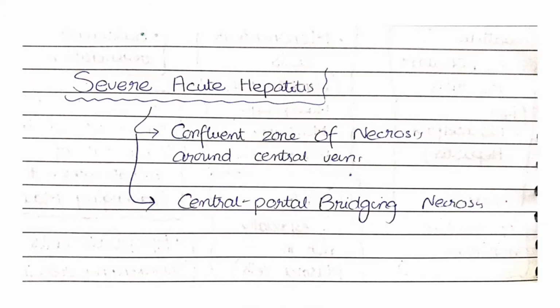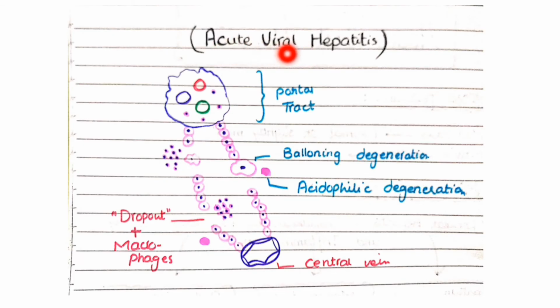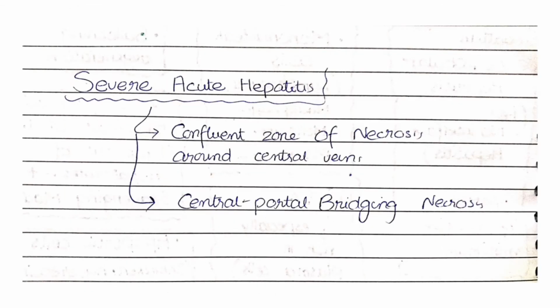Now regarding acute viral hepatitis, there is an additional point: how does the morphology of severe acute hepatitis appear? All the features of acute viral hepatitis which we discussed are of mild to moderate severity, and most hepatitis is usually like this. But if hepatitis is very severe, then severe acute hepatitis is visible either as a confluent zone of necrosis around central veins or as central to portal bridging necrosis.